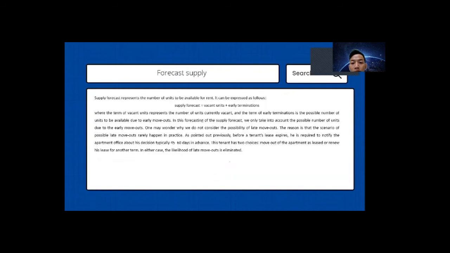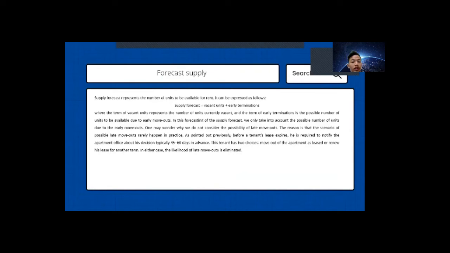The next is forecast supply. Supply forecast represents the number of units to be available for rent. It can be expressed as follows: supply forecast equals vacant units plus early termination, where the term of vacant units represents the number of units currently vacant, and the term of early termination is the possible number of units to be available due to early move-outs.